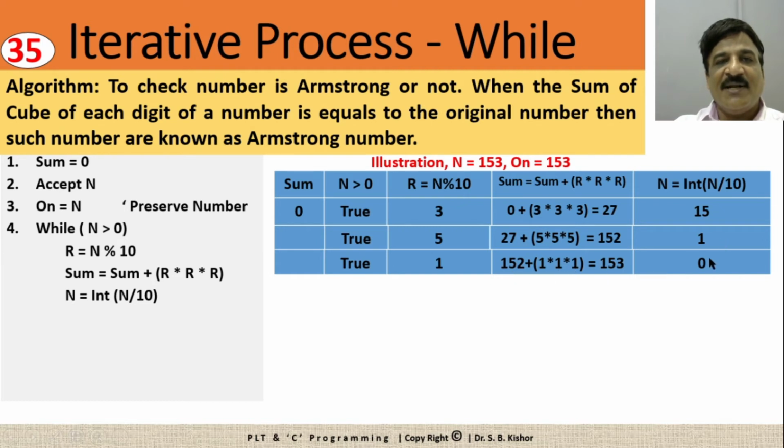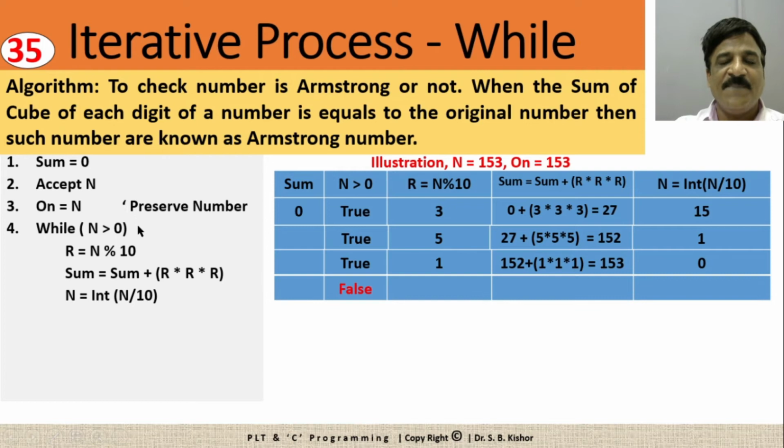Now 1 divided by 10 is 0.1. So integer of that, 0. Now 0 is greater than 0? No, condition is what? False. Okay. Now what you need to do? You need to simply compare this number with the original number. If they are equal, it means that number is an Armstrong number, otherwise not.